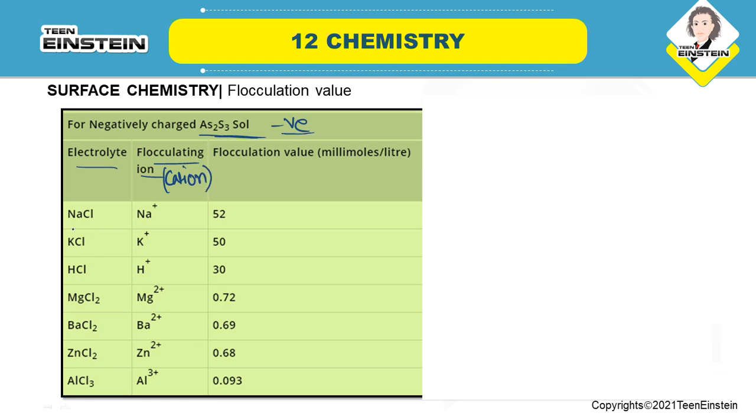So here we will focus only on the cation: Na+, K+, H+, Mg2+, Ba2+, Zn2+, Al3+. Now see, these three are +1 charge, so their values are close to each other. Next, when we switch to 2+, their values decrease and are close to each other. And when we move to 3+, it is further decreased, and it has to be, because flocculation value is inversely related to coagulation power.